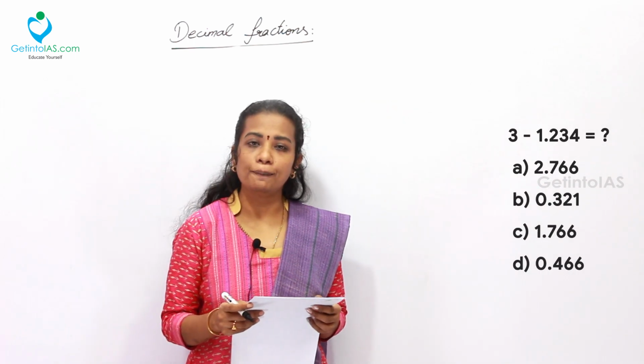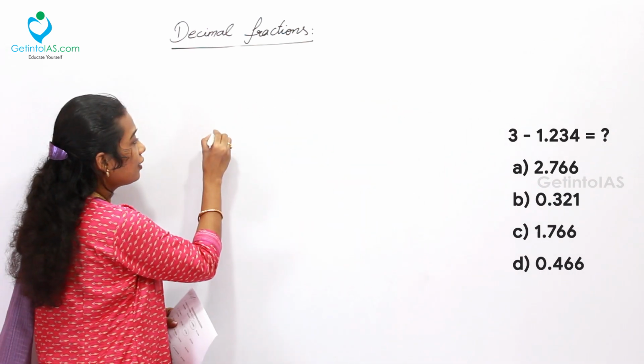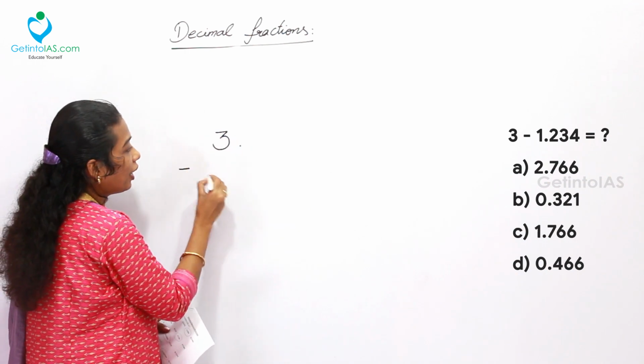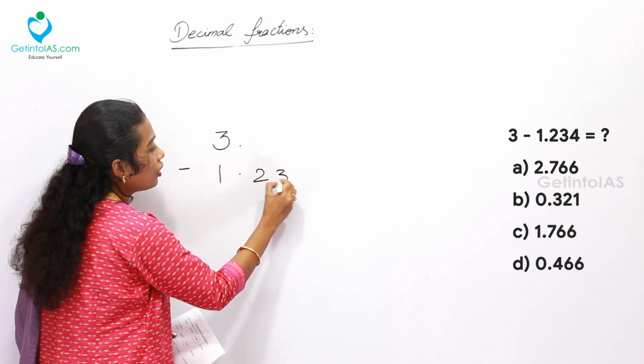The next question given here is 3 minus 1.234. Again 3 is a whole number. So after that you can put a decimal point, minus 1.234.